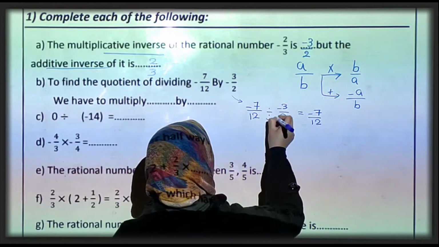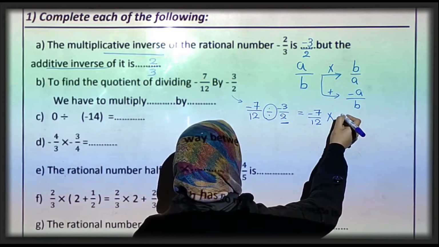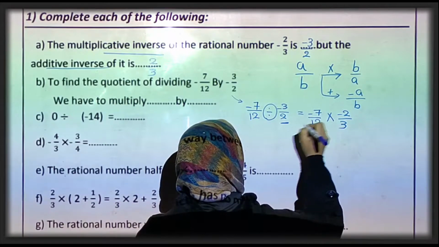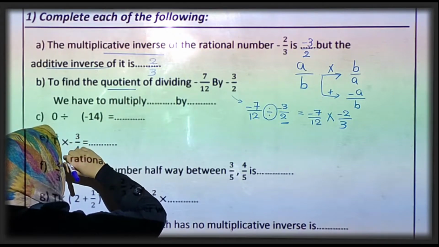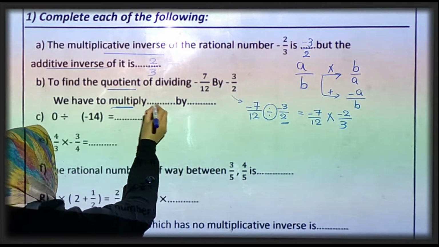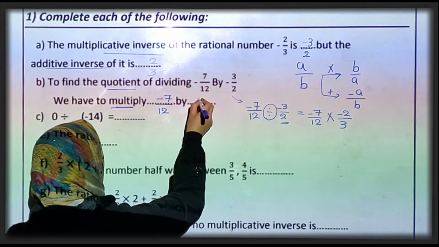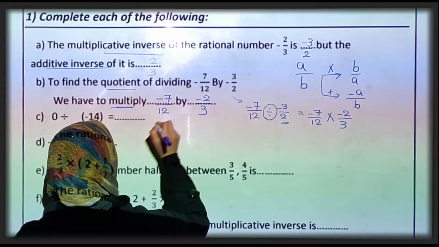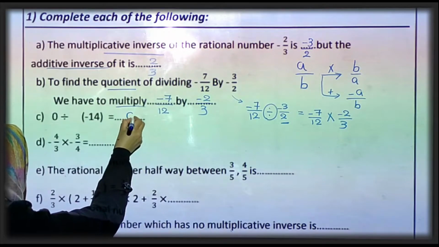-7/12. We change divided into multiply and find the multiplicative inverse of the second rational. Then complete: to find the quotient of dividing -7/12 by -3/2, we have to multiply the first rational by the multiplicative inverse of the second. Letter C, 0 divided by any number equals 0.